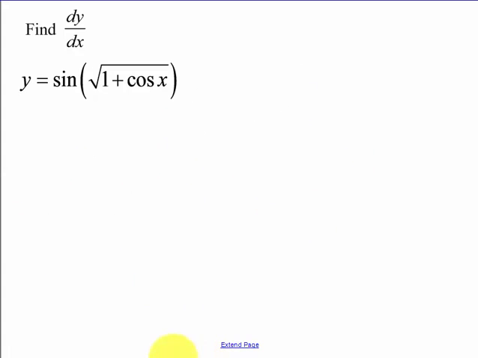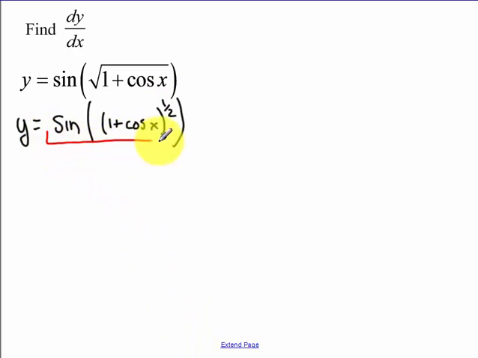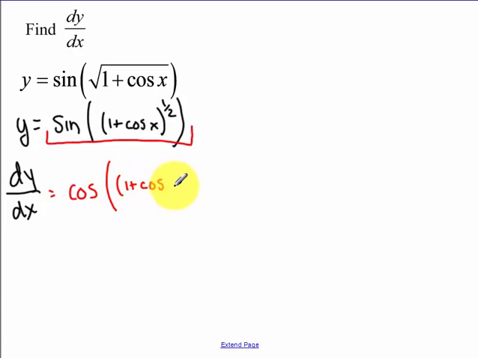Next, this has 3 layers to it. So I have the sine of something, and then I have this 1 plus the cosine of x to the 1/2. And again, I look at it like layers of an onion. Sine is the outermost function, so I take the derivative of that first. Derivative of sine is the cosine, leaving everything inside as is. I don't take any derivatives of anything yet.